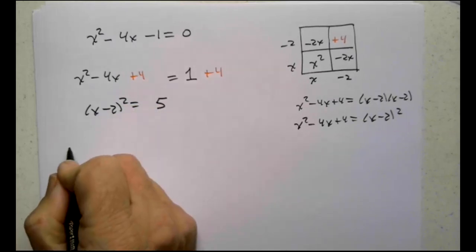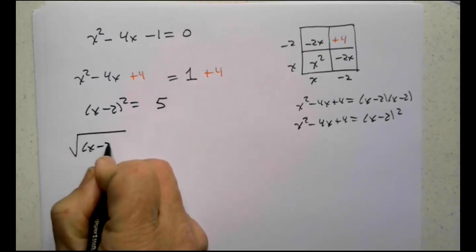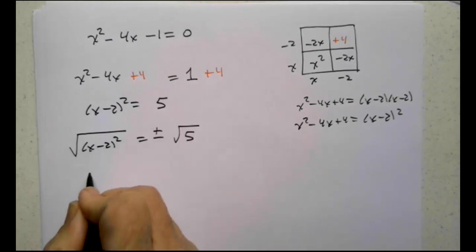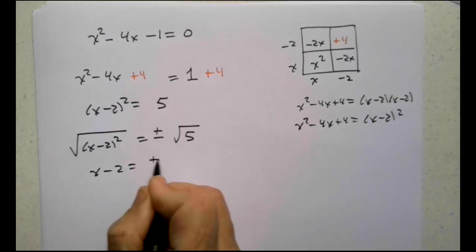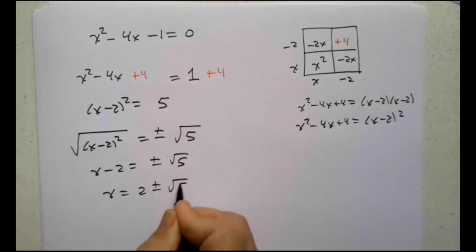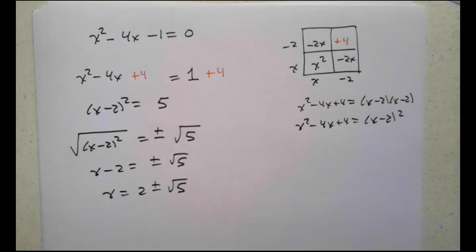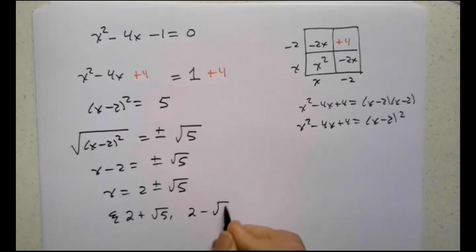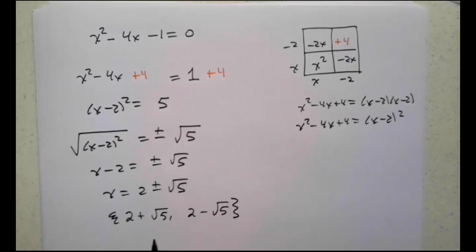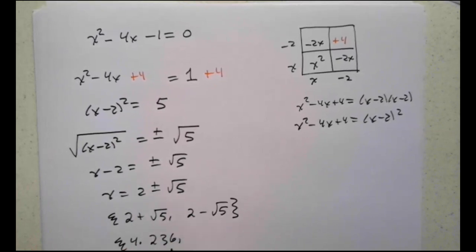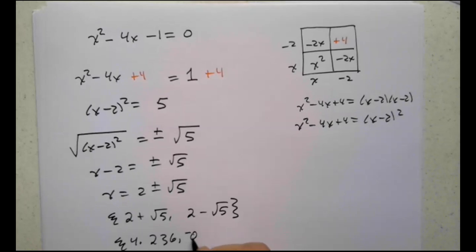Now let's take the square root of both sides. Square root of x minus 2 squared is plus or minus square root of 5. So x minus 2 is plus or minus square root of 5. X is 2 plus or minus square root of 5. So the answer is the same one that we had before, 2 plus root 5 and 2 minus root 5. That's the exact solutions. Again, the approximate solutions were about 4.236 and negative 0.236.